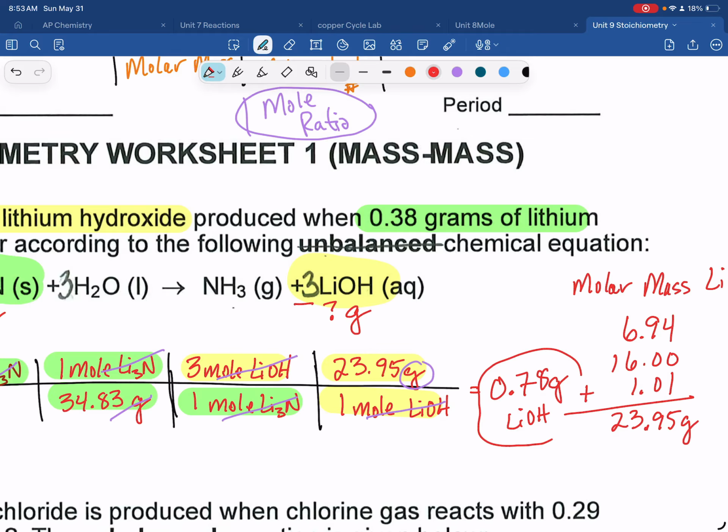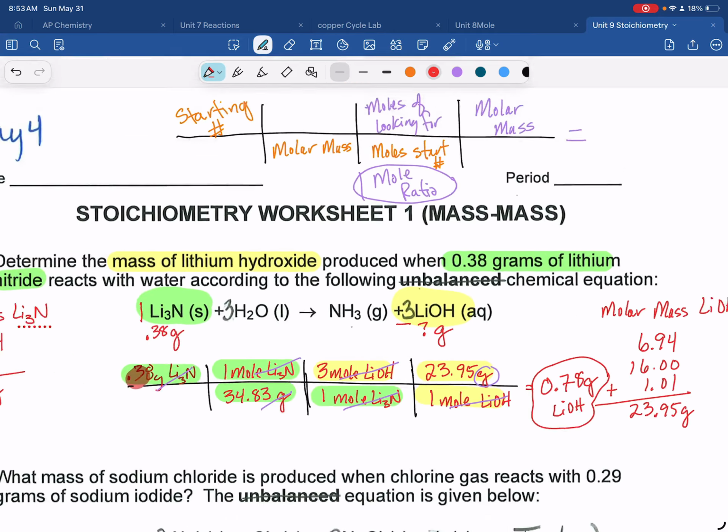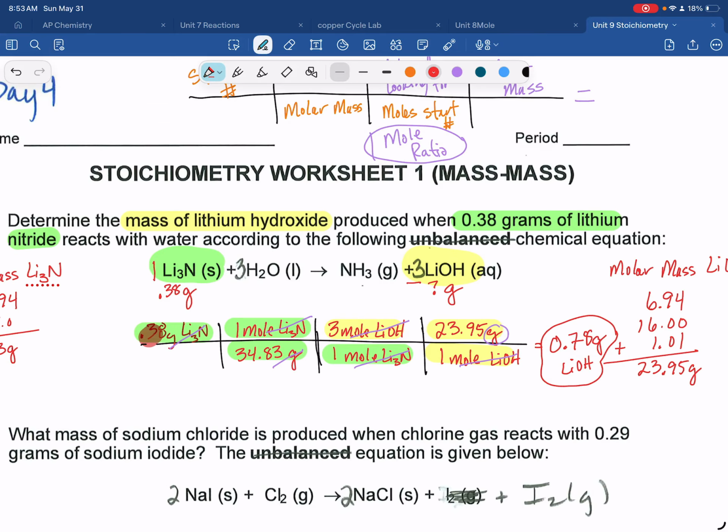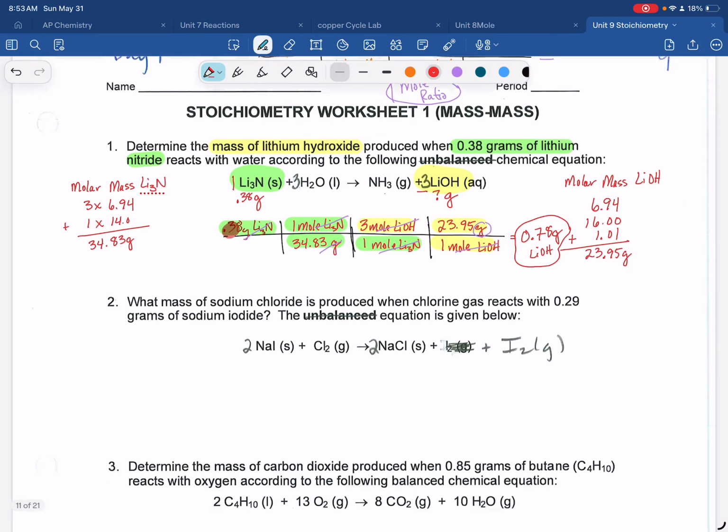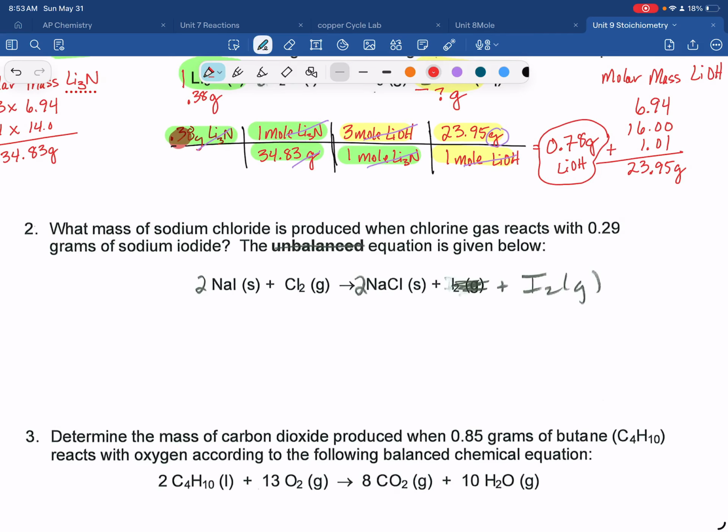Now, it's important to include units and the substance in these because we're converting from one substance to another. So it helps to keep you from getting confused. All right, let's do the next one.